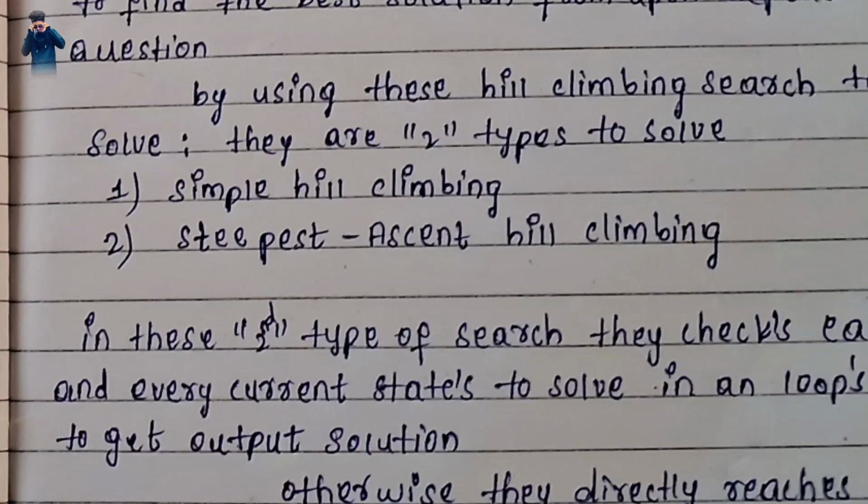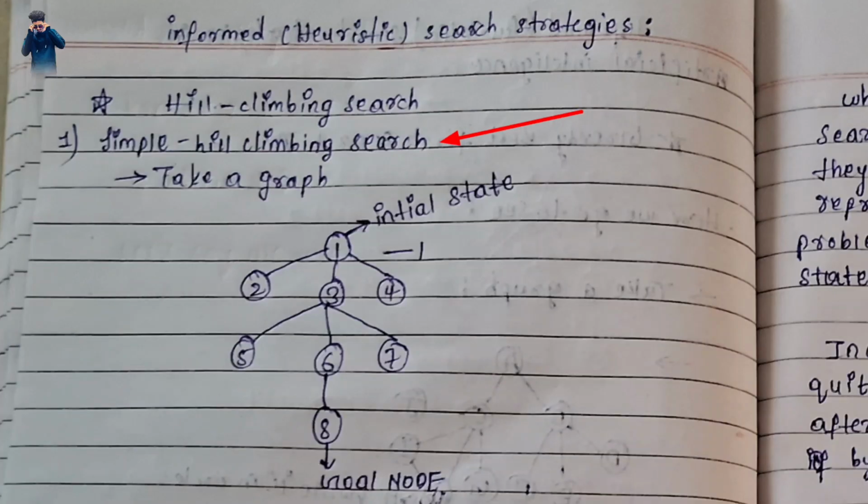Hill climbing search. It is classified into types, as shown on the screen. Number 1, simple hill climbing search. Take a graph like the one on the screen.